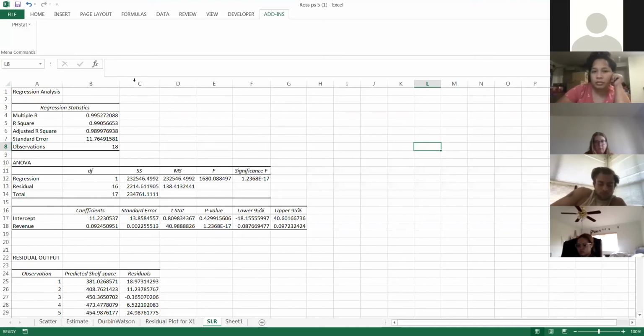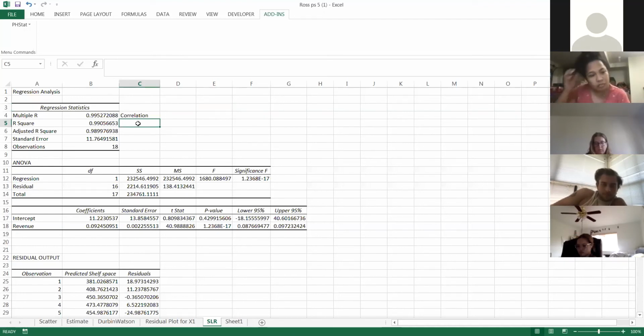Okay. So here we're looking at our shelf space for Ross. What this multiple R tells us is our correlation. That's how strongly related shelf space is with revenue. Do we see that? 99%.